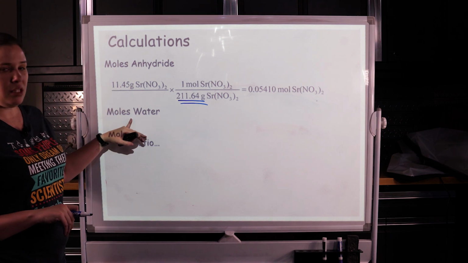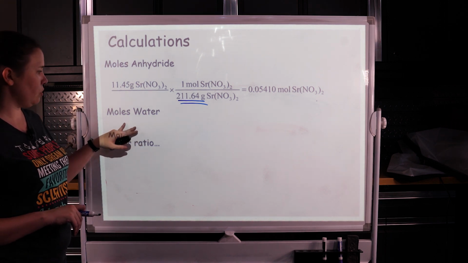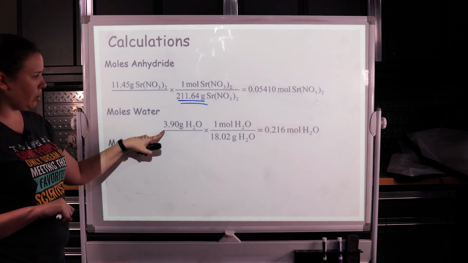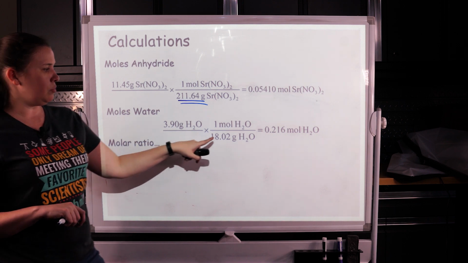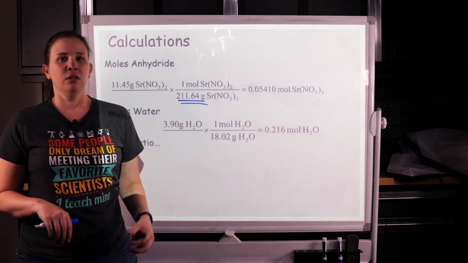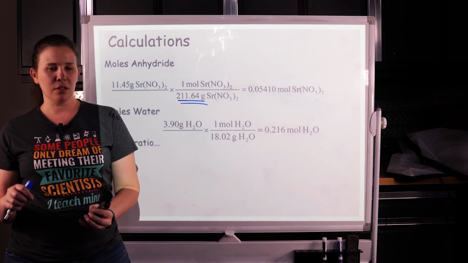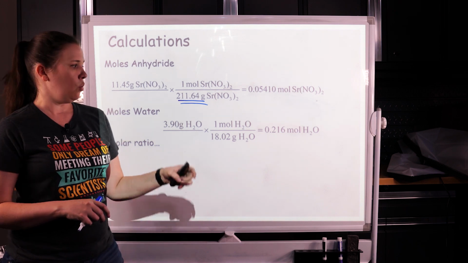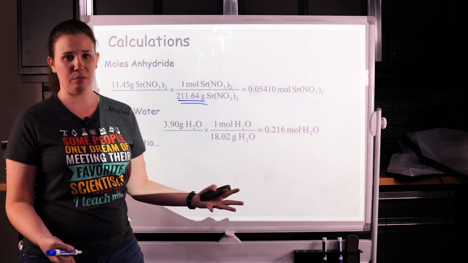Now I want to look at the amount of water in moles. So how much water did we start with? That was that mass that was subtracted, right? Our 3.90 grams. And then I'm using the molar mass of water to convert to moles of water. So you first do your subtraction to get to grams, and then you have to convert grams to moles.